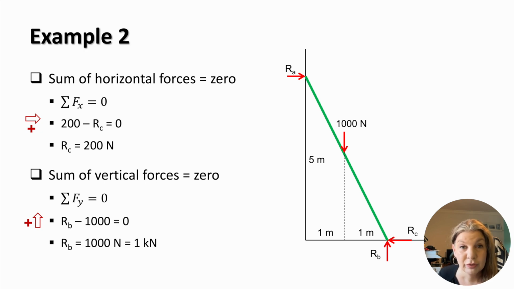Now we can find the reaction force Rc from the sum of forces in the horizontal direction. This equation has contributions from Ra and Rc, where the contribution of Rc is negative. Solving this equation results in Rc being 200 newtons. Reaction force Rb can now be found from the sum of forces in the vertical direction. This equation consists of a positive contribution of Rb and a negative contribution of the 1000 newton load. Solving this equation results in Rb being 1000 newtons.